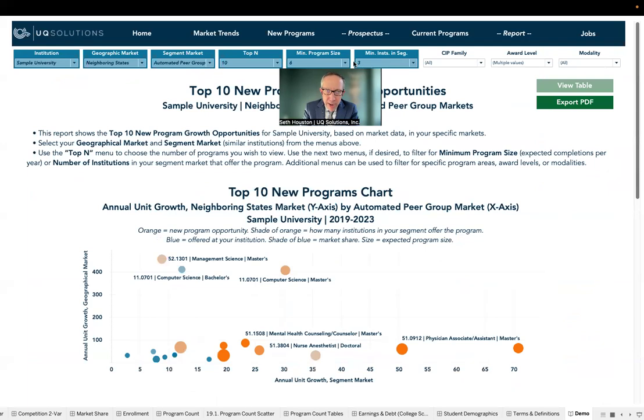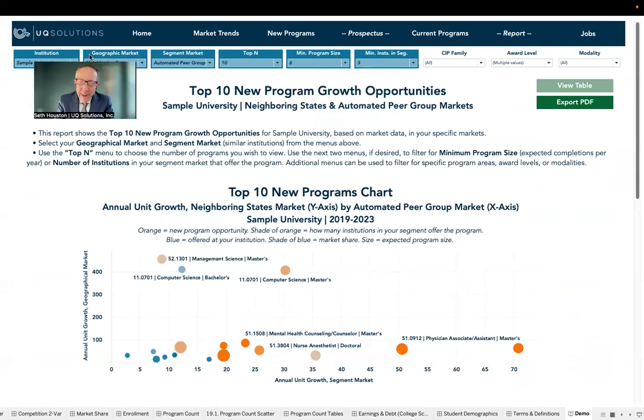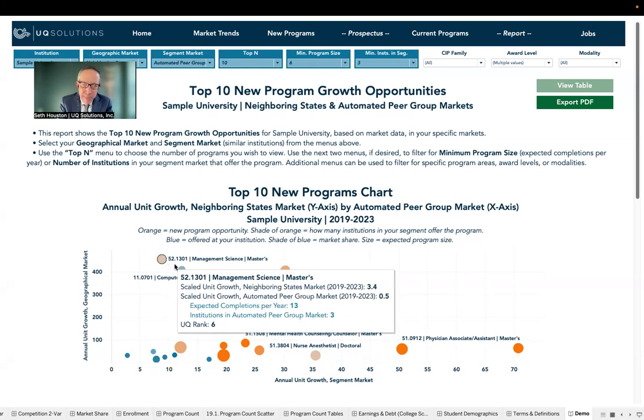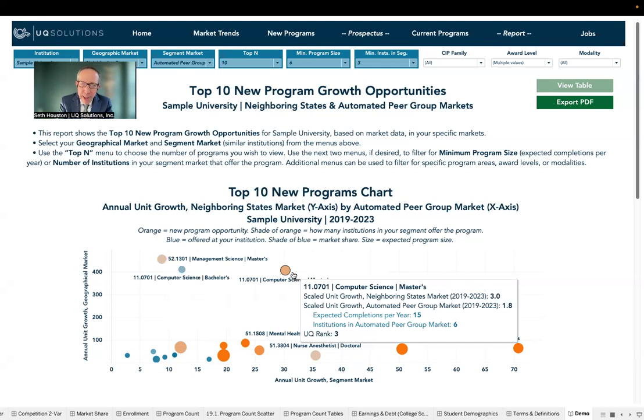Shifting now to new programs, this is our top 10 new program growth opportunities dashboard. And our idea here is that the best programs for your institution are the ones that are growing in your geographical market where you compete and also working well for the kind of school that you are. And so here's how we map it. We map the growth in the geographical market on the y-axis. So these programs up here are growing well in this school's geographical market.